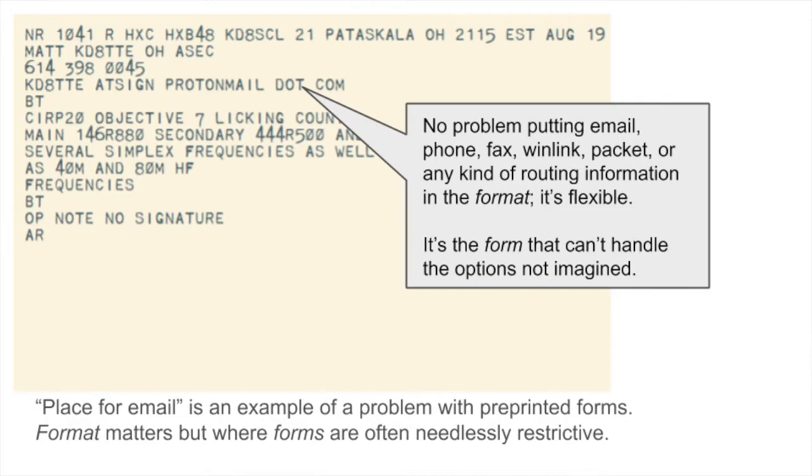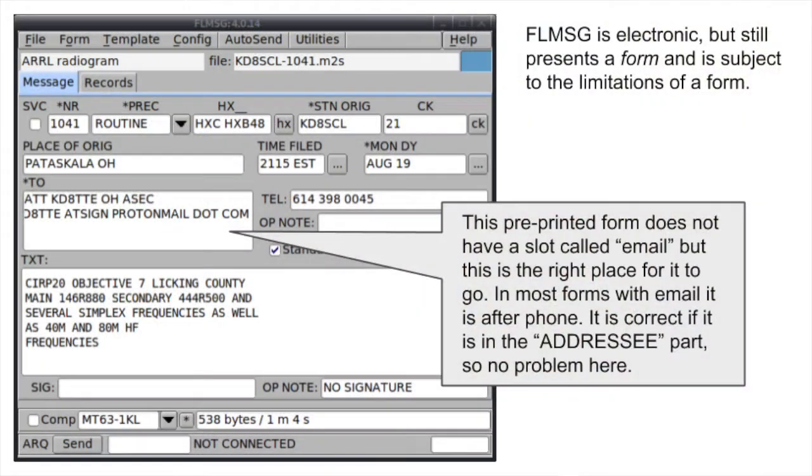FL Message is something that I've mentioned earlier and is something that will help you if you are trying to format messages for transmission and you're not very familiar with the format. The bad news is it's not perfect, and so it suffers the same problem that you have with the pre-printed forms that come from the ARRL. That is, there's no place for an email address, so if you want to put an email address in there, you're going to have to find a place to jam it in, and you wind up doing it in exactly the same place as you would with the pre-printed form.